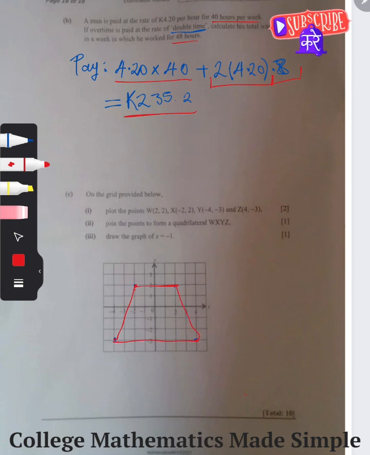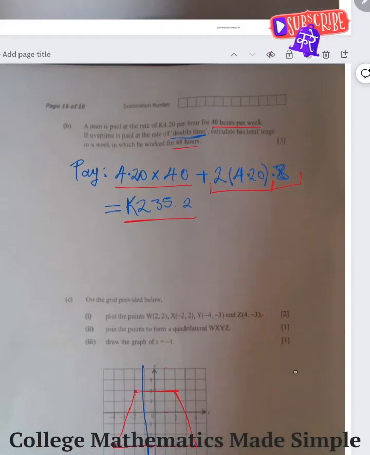and join like that. Then the last question is draw the line x is equal to negative 1. X equal to negative 1 is just a vertical line, negative 1 in that order, which is x is equal to negative 1. This is the end of this paper.